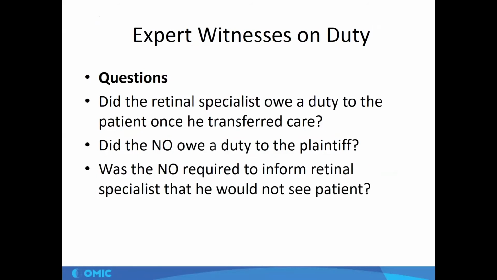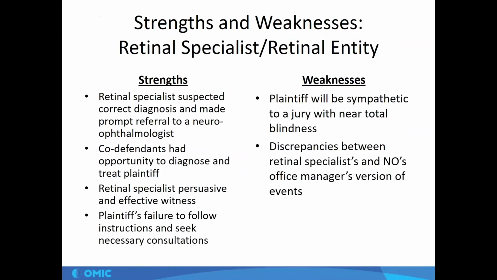Now, the experts on either side for the plaintiff and defense had to answer several questions about duty. Did the retinal specialist owe a duty to the patient once he transferred care? Did the neuro-ophthalmologist owe a duty to the plaintiff? Was the neuro-ophthalmologist required to inform the retinal specialist he would not be seeing the patient? Well, there were strengths and weaknesses for each of the defendants, and there were actually 4 defendants here. There was both the retinal specialist and his practice, or the entity, and then there was the neuro-ophthalmologist and that practice or entity.